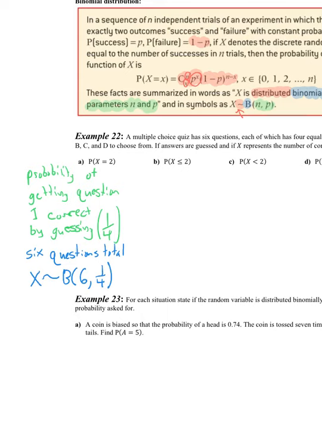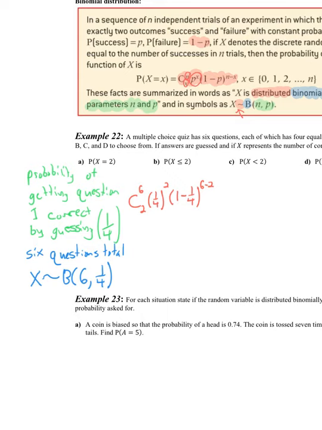Now, if I were to do this by hand, using this problem up here, when I'm looking for exactly 2, I would do C of 6 choose 2. My probability is 1/4 to the x, which is 2 squared. And then 1 minus 1/4 to the 6 minus 2. That's what this looks like if I was calculating part A by hand.